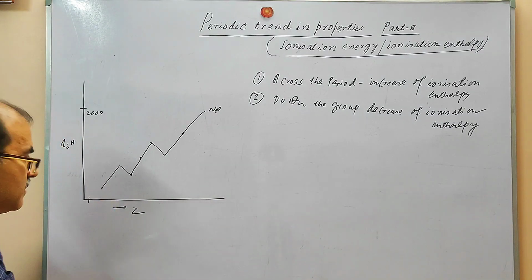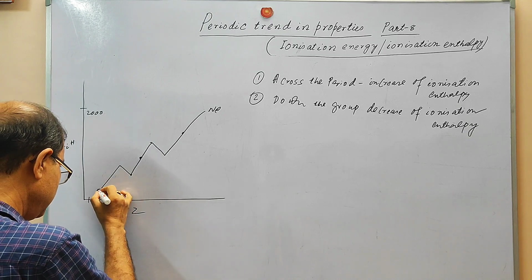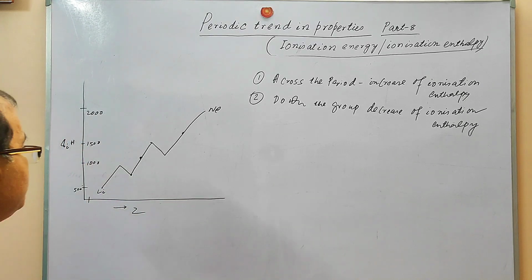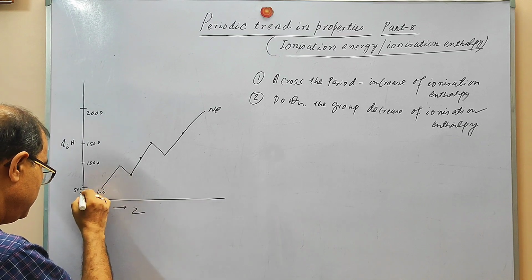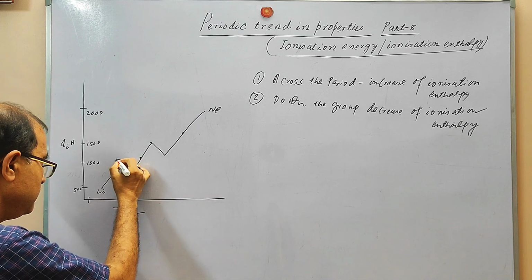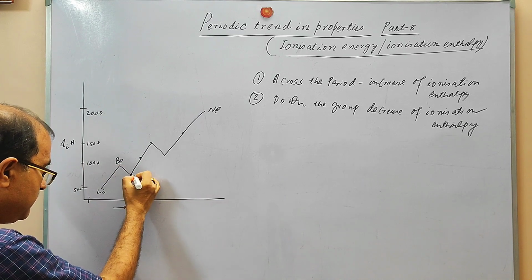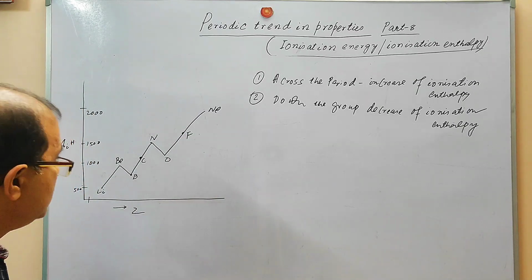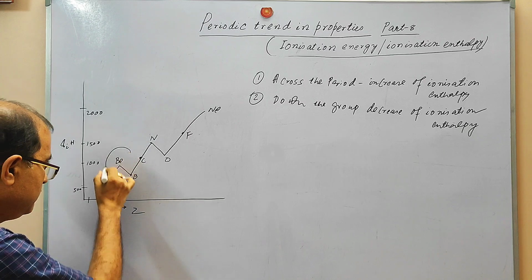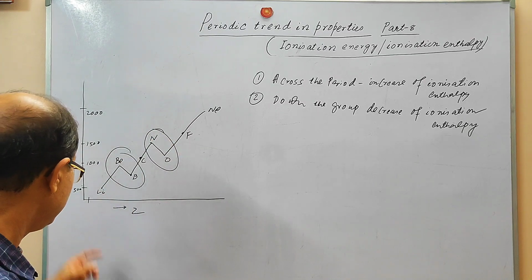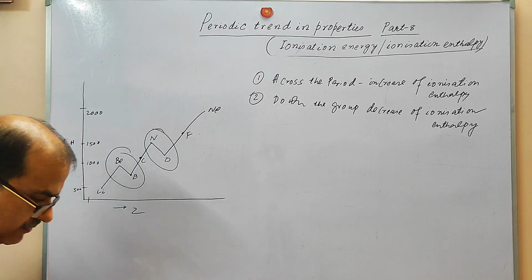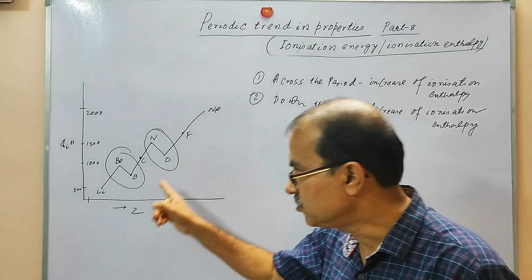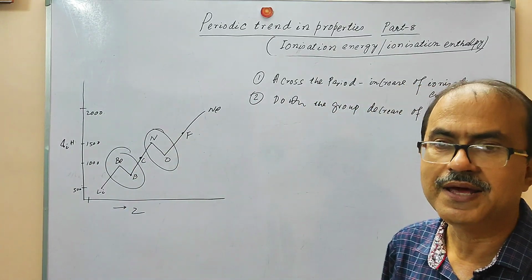You can see this is the curve for the second period elements. Here you can see this is lithium. The first element is lithium, and lithium has an ionization enthalpy of 500. Then beryllium around 1000. After that, this is boron, then carbon, nitrogen, oxygen, fluorine, and neon. You can see there is an exception here and here also. Two exceptions you can see. The general trend says that as we go across the period, the ionization enthalpy will increase, but it is not so for beryllium and boron, and nitrogen and oxygen. The question arises why it is so.